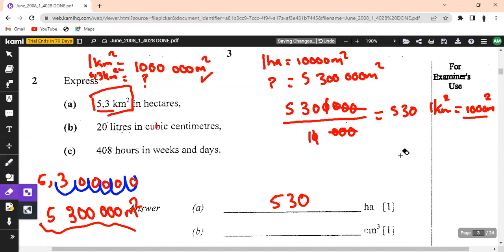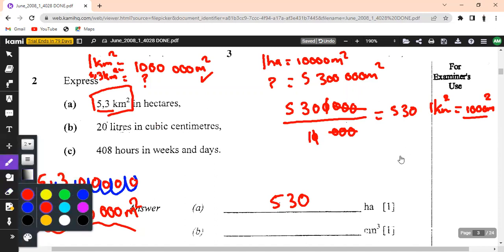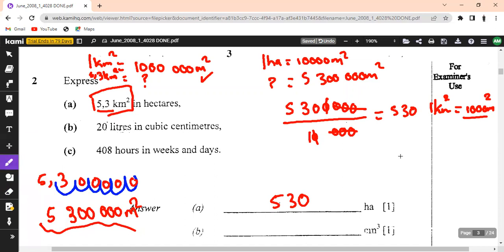The second part, B, is 20 liters in cubic centimeters. So this is cubic centimeters, where the direct conversion that we know is 1 mil, which is equivalent to 1 cubic centimeter. So the best thing is to convert 20 liters to mils, because we also know that 1 liter is equivalent to 1,000 mils. So to convert 20 liters to milliliters, we are going to multiply by 1,000, and this is going to be 20,000.